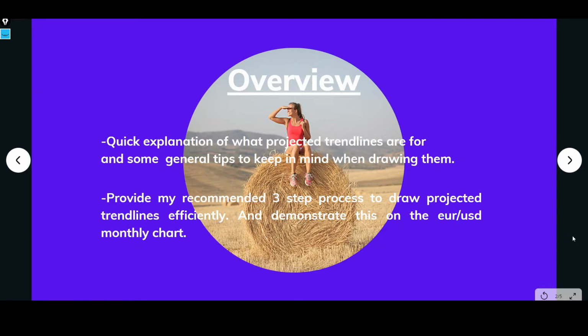Okay, so this is a lesson overview. First, I'll be explaining what projected trend lines are for and some general tips to keep in mind when drawing them. And then I'll provide my recommended 3-step process to draw projected trend lines efficiently and demonstrate this on the Euro-USD monthly chart. Alright, so let's get going.